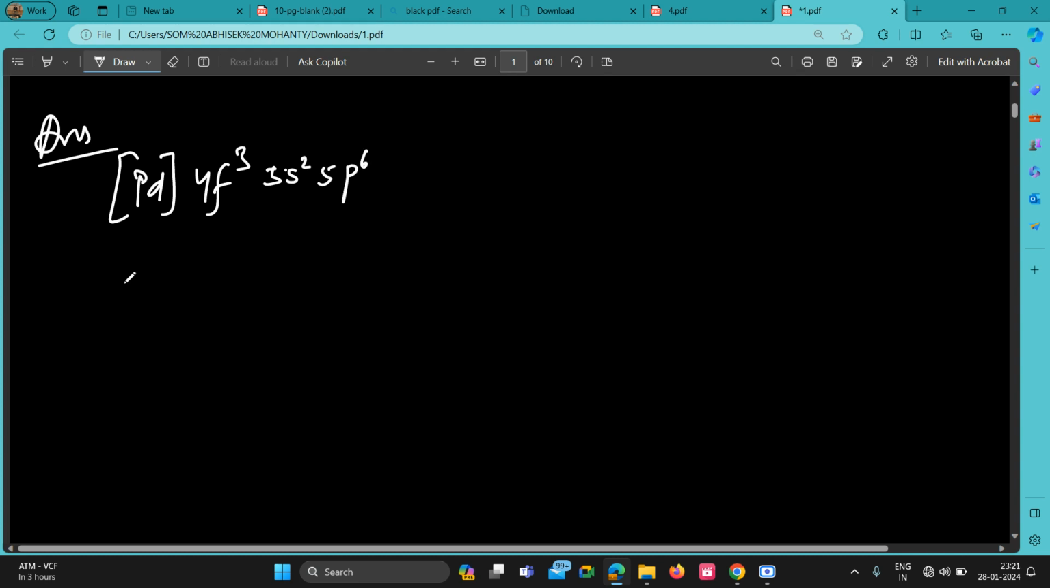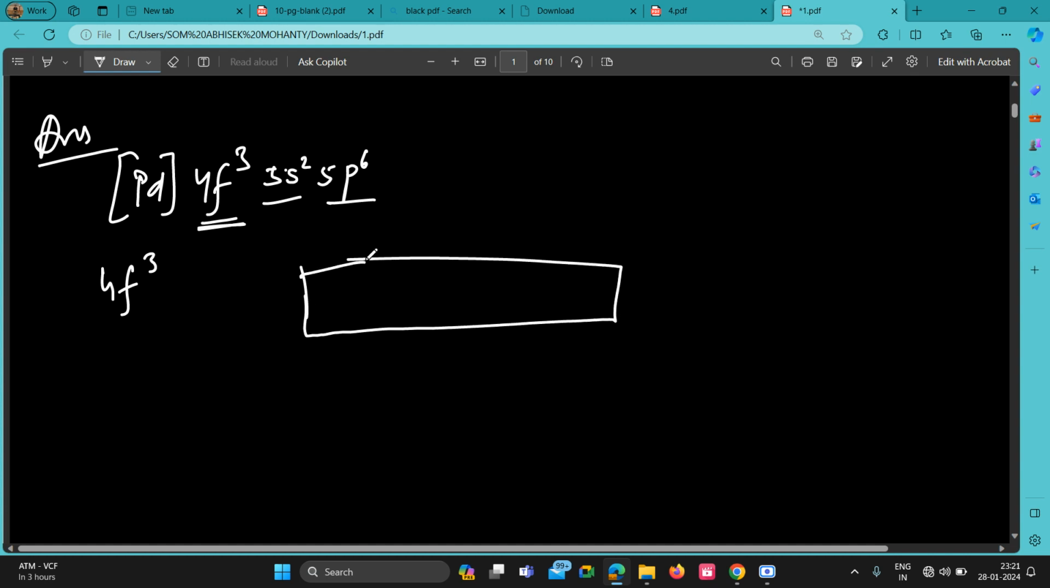So let's write the ground state configuration first. It is [Pd] 4f3 5s2 5p6. We configure with respect to 4f3 because the other orbitals are filled, and 4f3 is the one that is not filled. Here f has 7 boxes: 1, 2, 3, 4, 5, 6, 7, so ml values are -3, -2, -1, 0, 1, 2, 3. For 4f3, the three electrons are packed into the first three boxes.